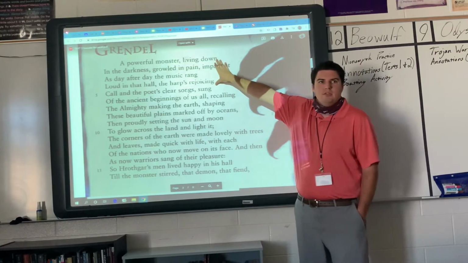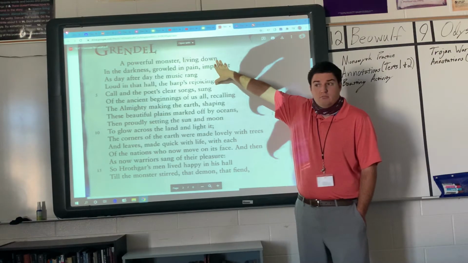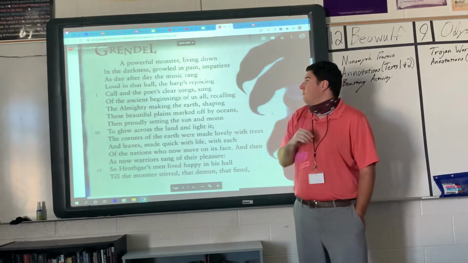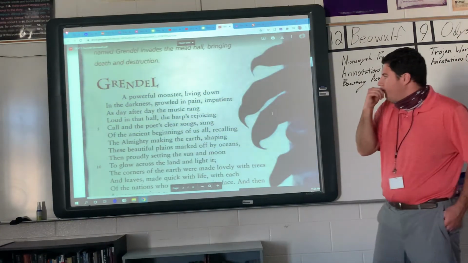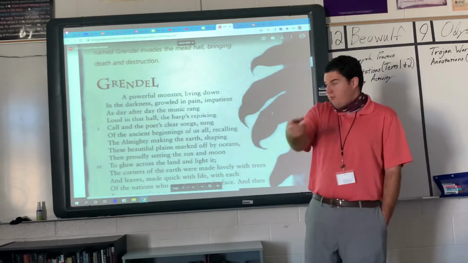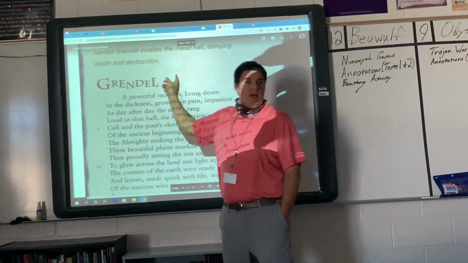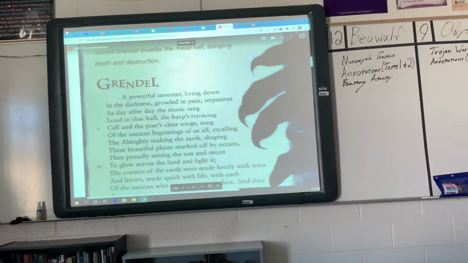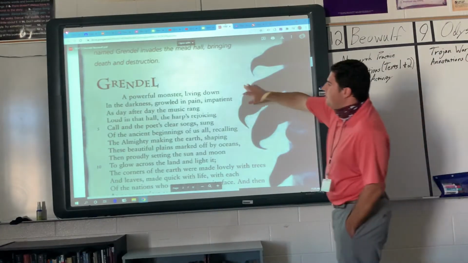Who do we meet? Who's the main character out of this section? Who's the main character we see? Grendel, right? It talks about Grendel here. Heck, it even has his name right up here at the top. I would probably circle that myself if I were to make my notes, or I'd underline it. I would know at least who Grendel is, what Grendel's about. So looking here, what do we know about Grendel?